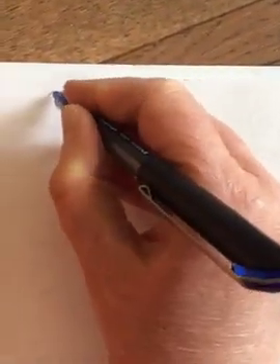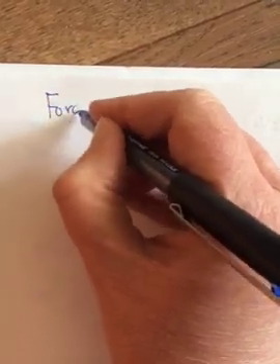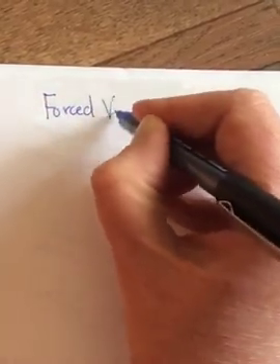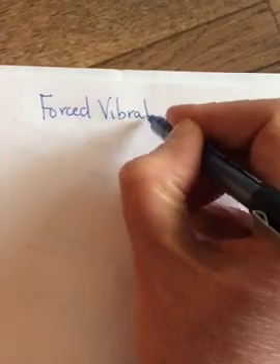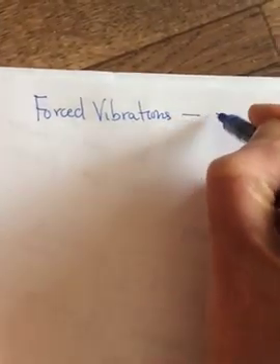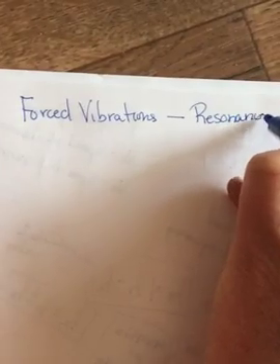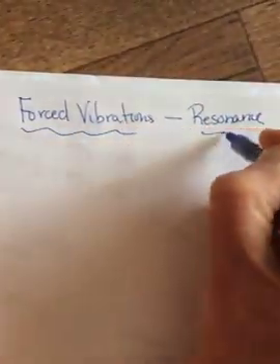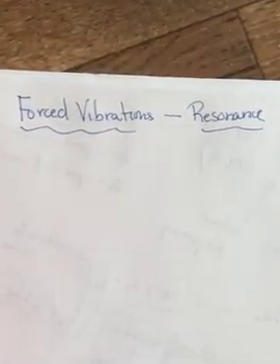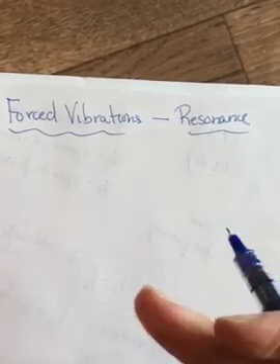Next is forced vibrations. Forced vibrations. And there's a name for forced vibrations. It's called resonance. This is one of the coolest things in the world. Okay? One object can force another object to vibrate.